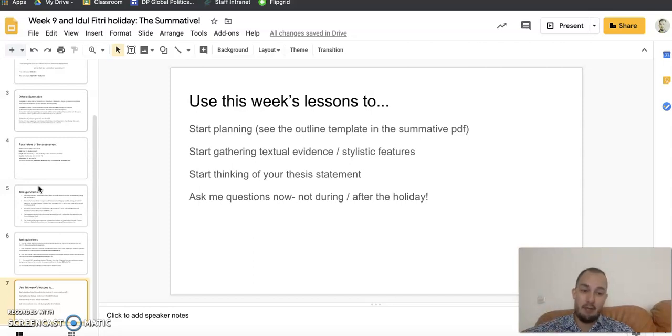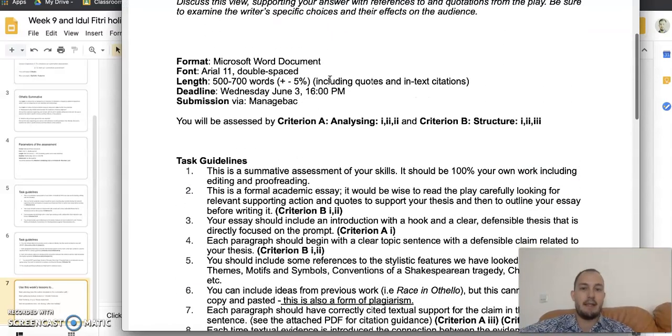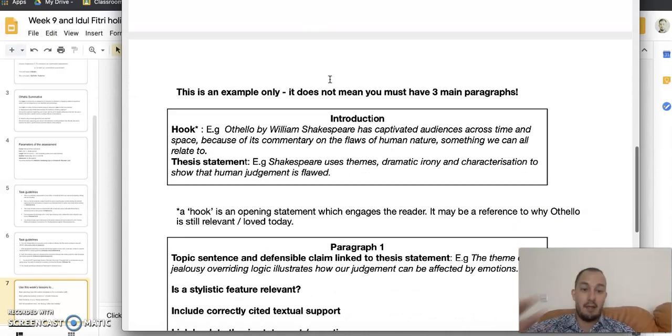Okay, this is why we did it this way. So you'd have these 3 days to ask questions, and then once everything was clear, you would have the Eid al-Fitr holiday to do it. So let's just quickly, this is obviously attached, this is the PDF, it outlines everything. So this is an example template.